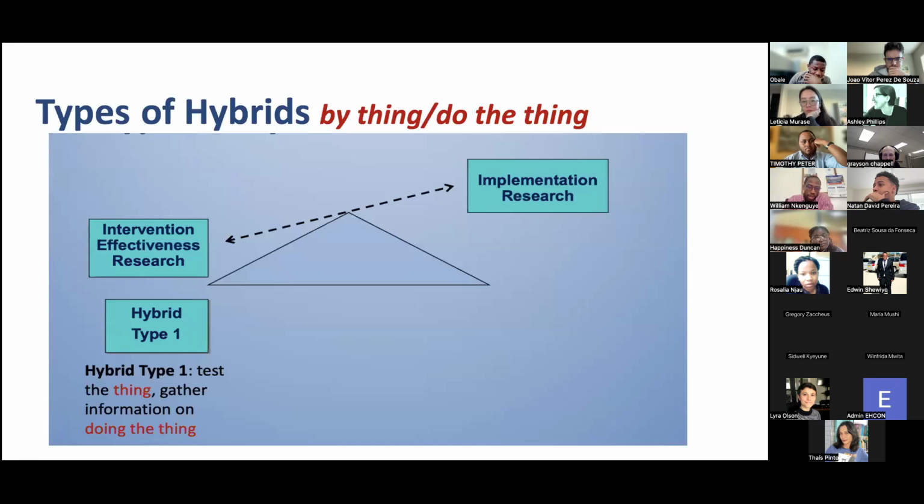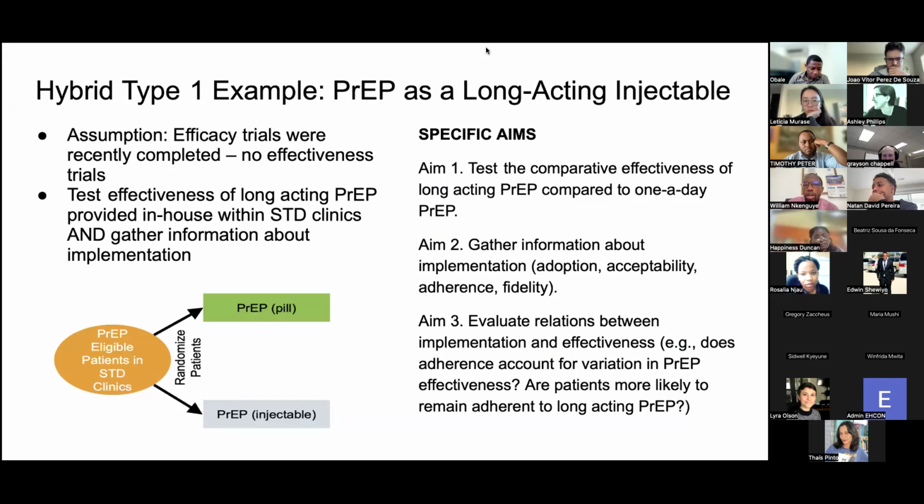So this is just the same picture, to emphasize that the primary focus of hybrid type 1 design is effectiveness research. And by effectiveness research, I mean trying to prove that the intervention works in a real-world setting. So this is type 1. And this is an example of a study on type 1 hybrid design.